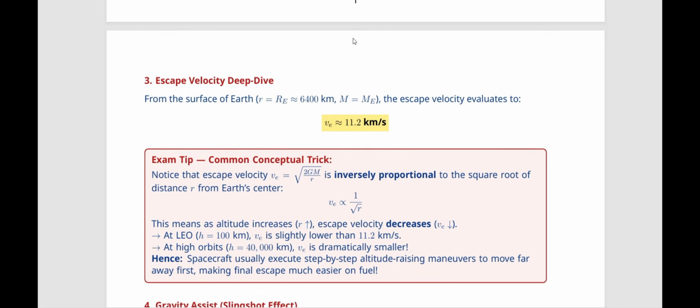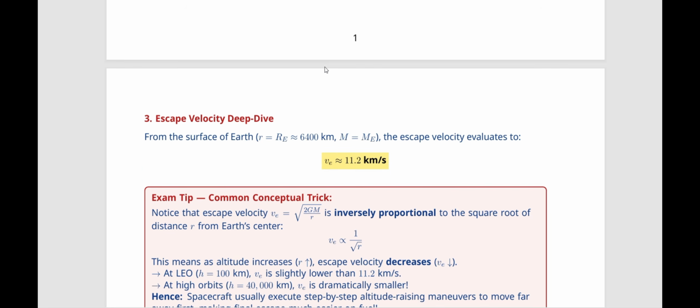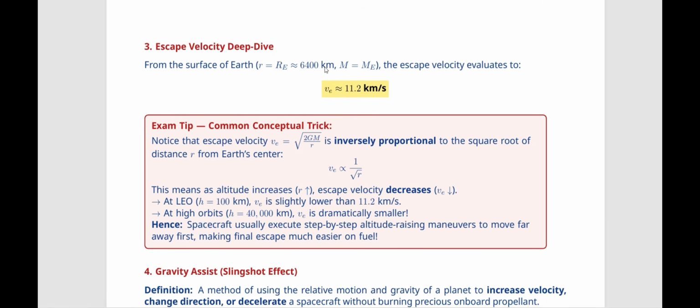Yesterday we studied the types of orbits: stationary orbit, low Earth orbit, medium Earth orbit, high Earth orbit, like that. We have also studied orbital dynamics. And today's session is going to be on escape velocity. What is escape velocity?